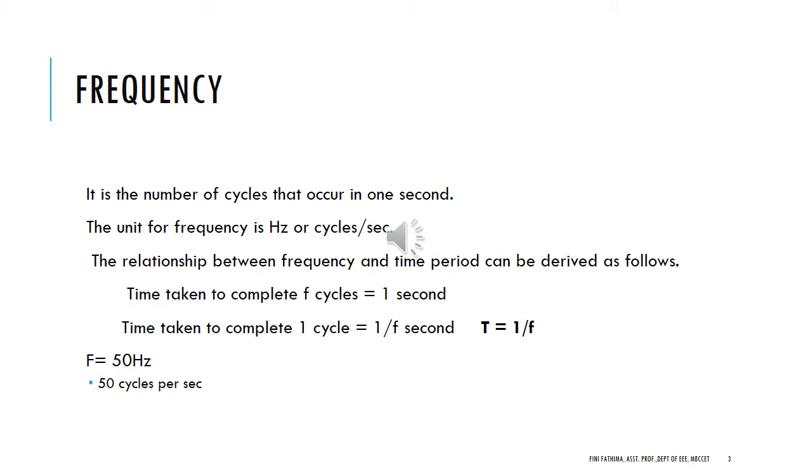In our domestic system we say f is equal to 50 hertz. That is, in a second it has 50 cycles. That is 50 positive half cycles and 50 negative half cycles, or it crosses the zero axis 100 times. So from this we can calculate the time period. If frequency is 50 hertz, then time period for a cycle will be equal to 1 by 50, that is 20 milliseconds.